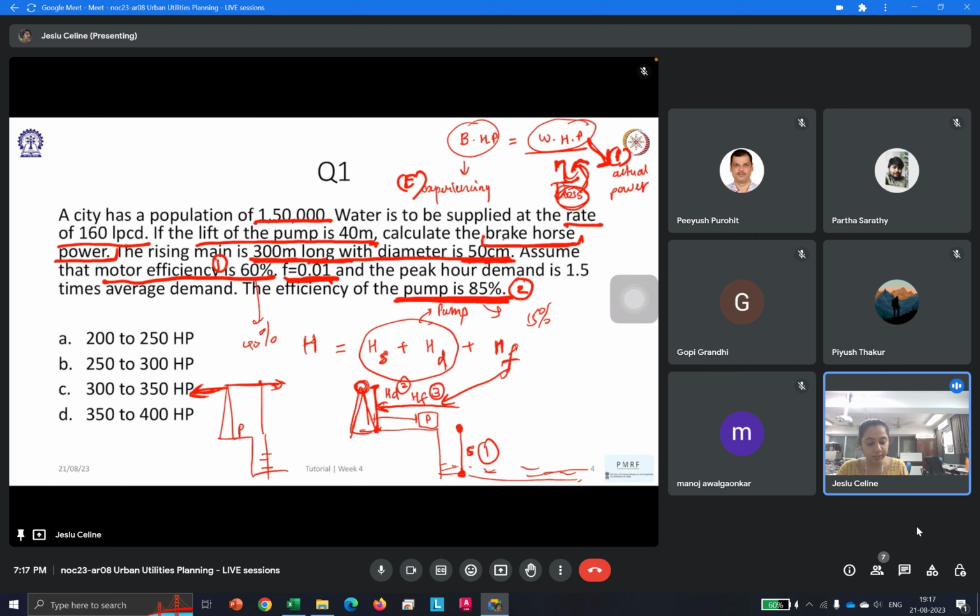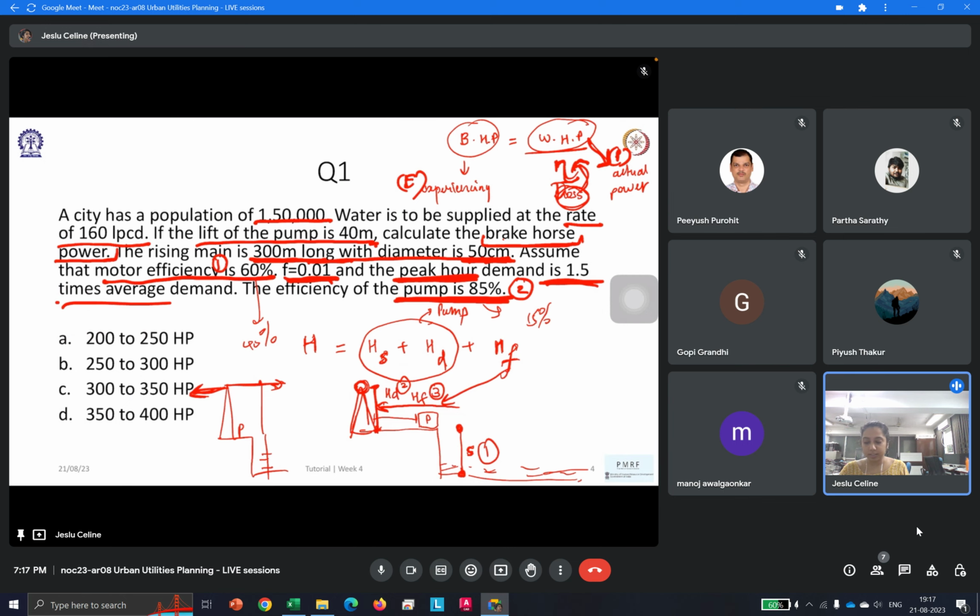f is given, and then we have a peak hour demand, which is given. So this we've learned in our previous week's lectures, that peak hour demand is always taken as 1.5 times the average demand. So that assumption is again repeated over here. So we need the peak hour demand in order to do this calculation.